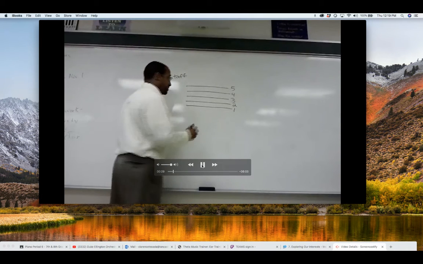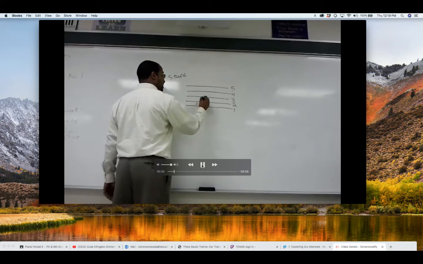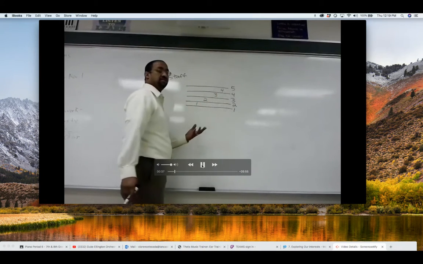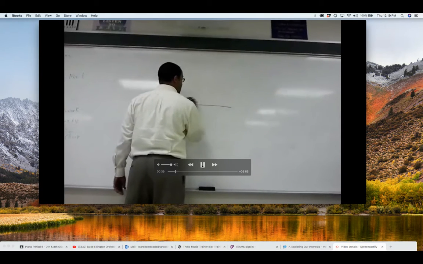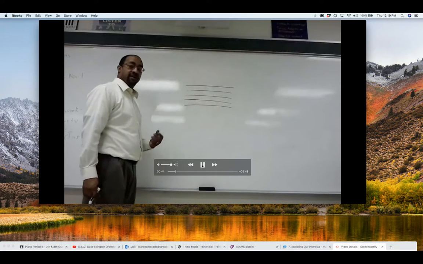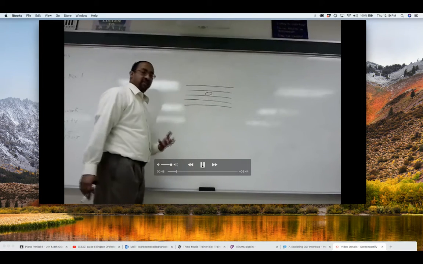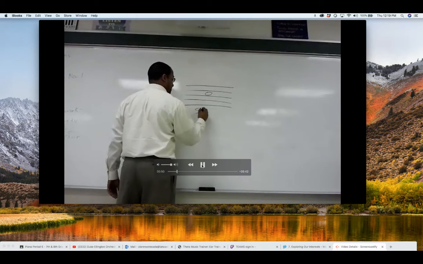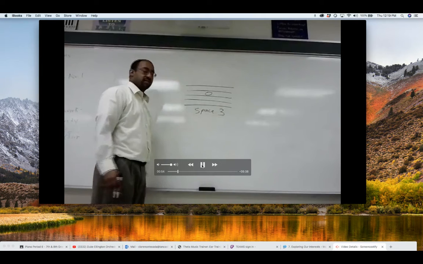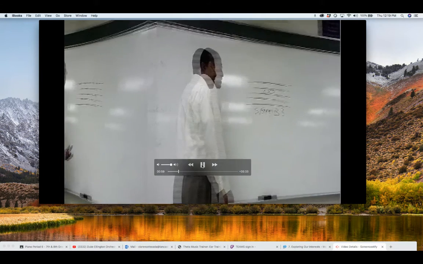We also have 4 spaces. Spaces are between the lines. Space 1, space 2, space 3, space 4. Now, if I decide to place a whole note here, the answer would be space 3. Notice there's no line going through the note.